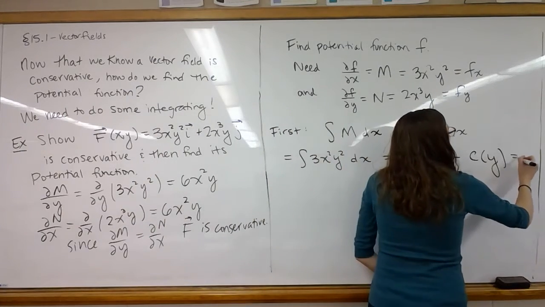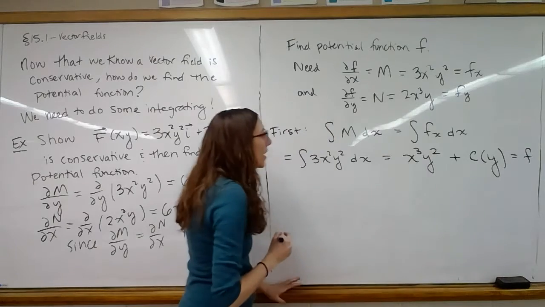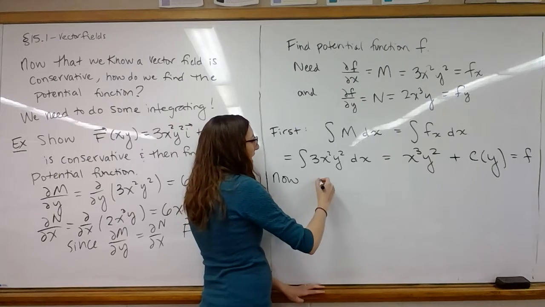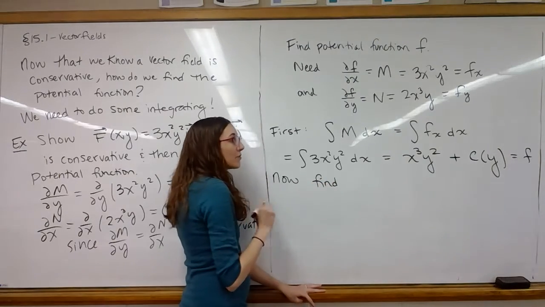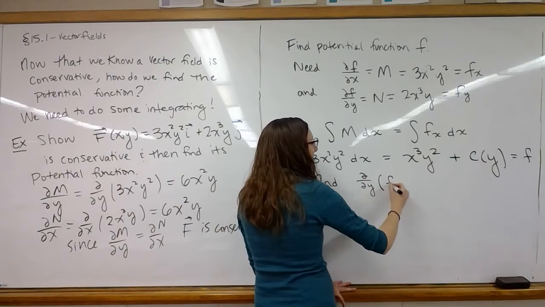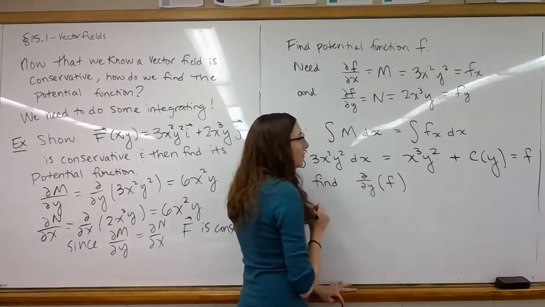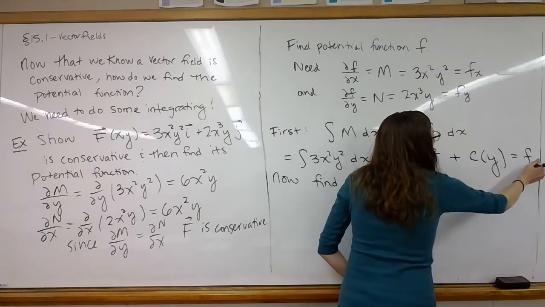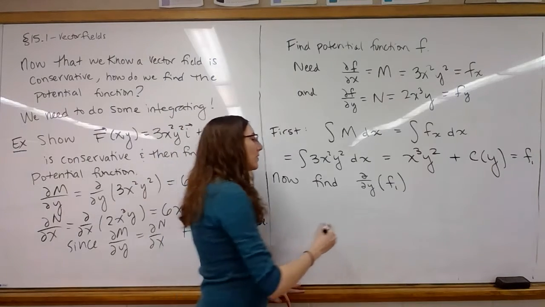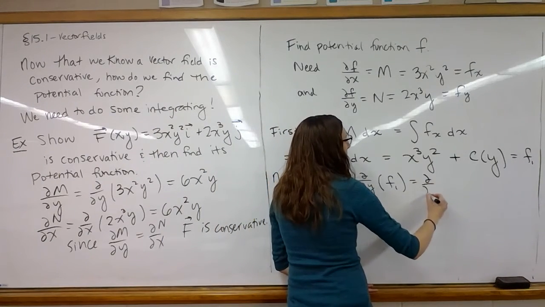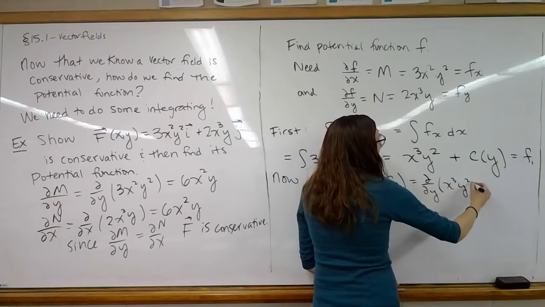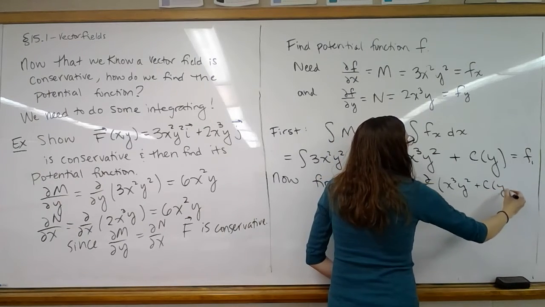So let's say that this is f. Now what I want to look at is to find the derivative of that f that we just found. Let's maybe call it f1, our little first step. Well, that's going to be the partial derivative with respect to y of x cubed y squared plus some c of y function.